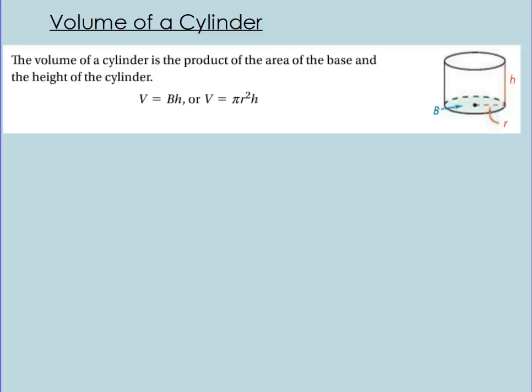Volume of a cylinder. The formula for this is very similar, it's just a different shape. The volume is the base times the height, but the base of a cylinder is going to be a circle, and the area of that is pi r squared, so the volume is pi r squared times the height.